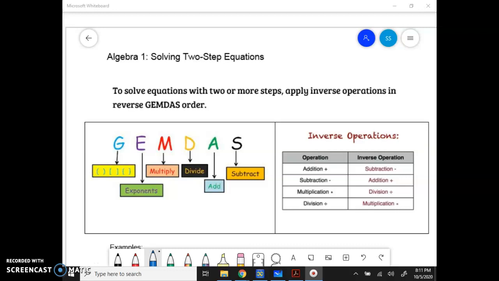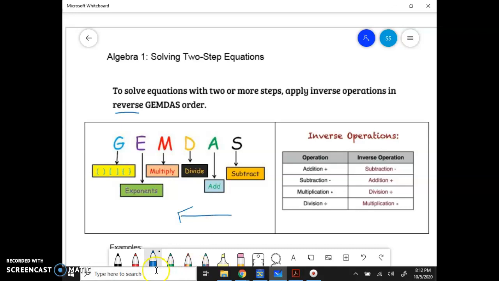Okay, here we go. Algebra 1, solving two-step equations. To solve equations with two or more steps, we're going to apply inverse or opposite operations in reverse order. That's a really key part here: this is in reverse order. So we're going to be working backwards here.